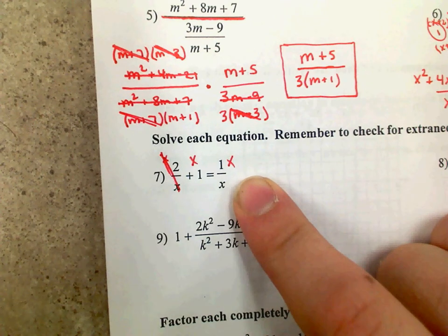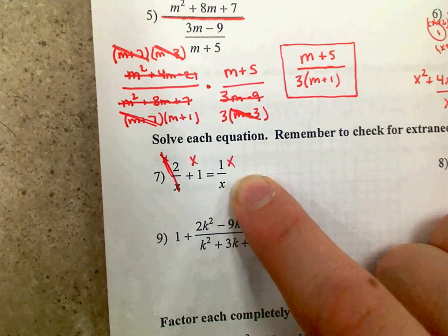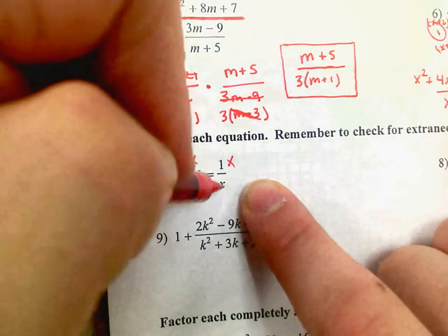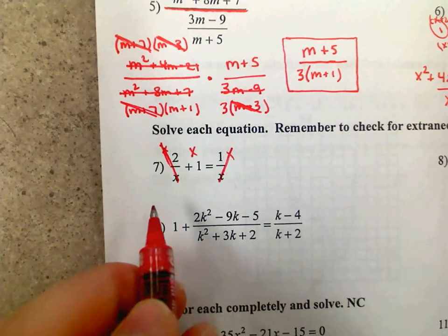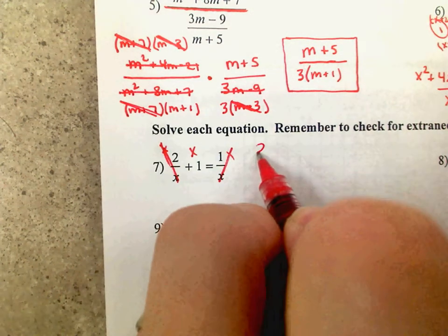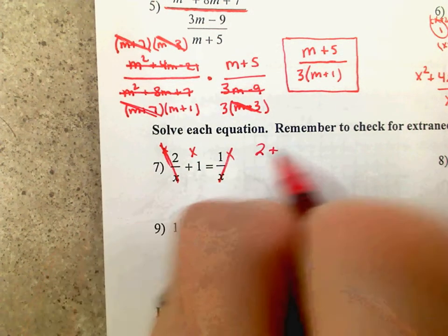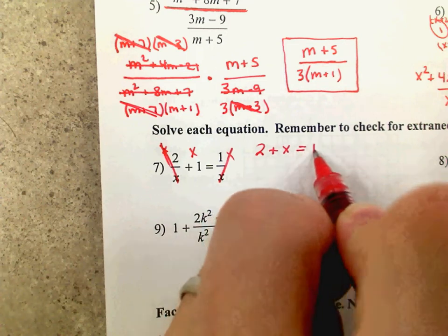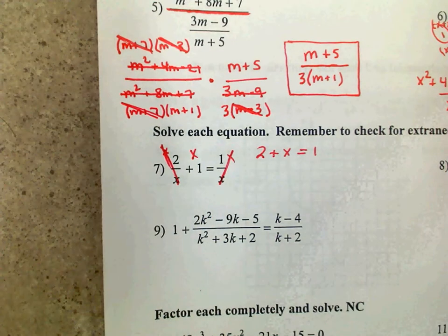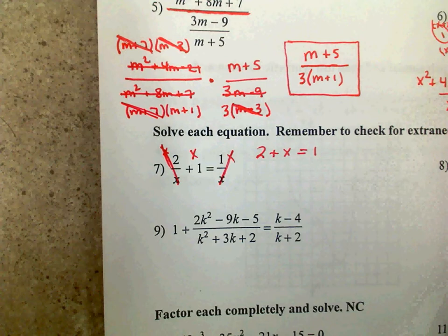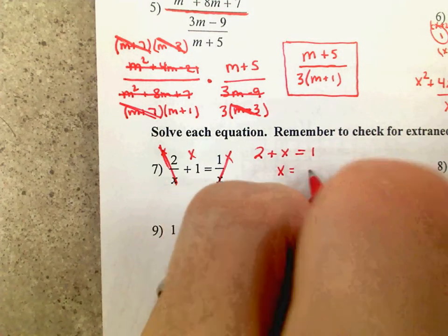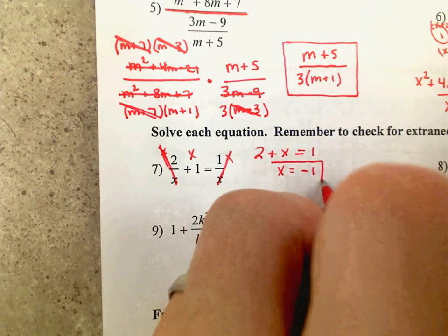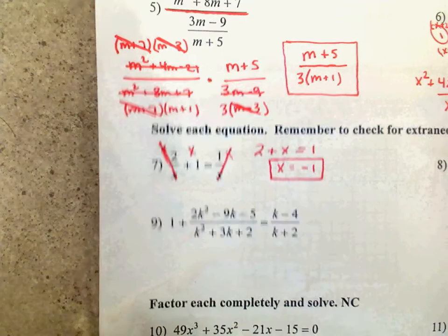So we multiply everything by x, the denominators both go away, and you're left with a much simpler problem of 2 plus 1 times x is x equals 1. Now 2 plus x equals 1 is really simple. So we took something that looked fairly complicated, we made it fairly simple. So if I subtract 2, I've got x equals negative 1.